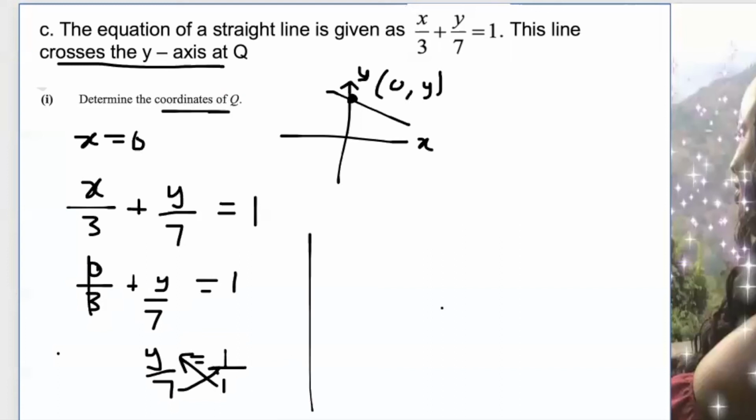So what I have, 1 times y is equal to 7 times 1, that's 7. So here y is 7. So the coordinates for Q is x is 0 and y is 7. That's it.